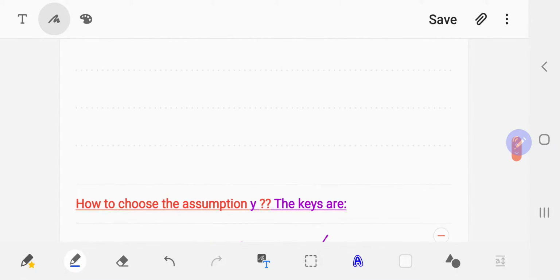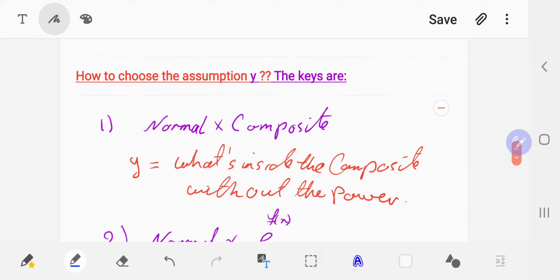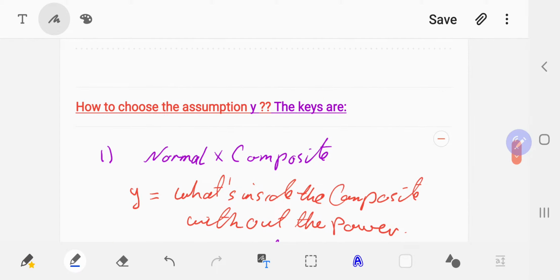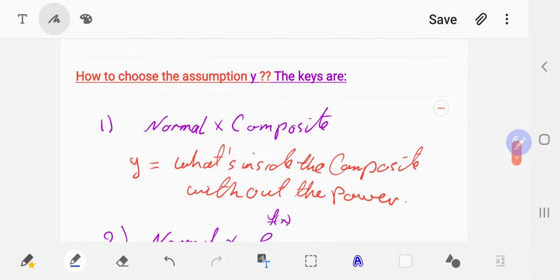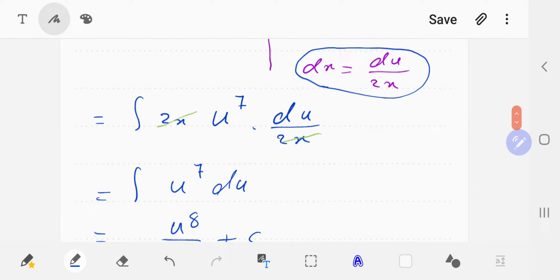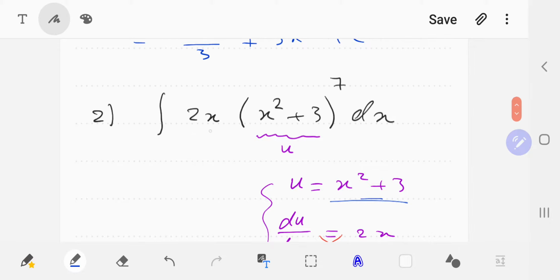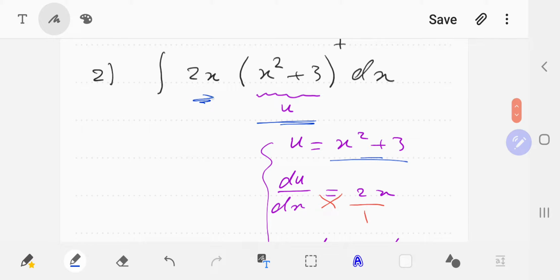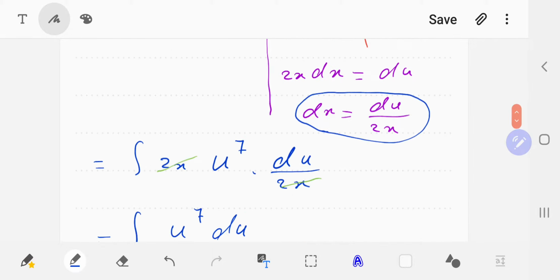Now, the big question is how to choose the assumption u. Okay? I'll try to give you keys for that. Just keys, keep that in mind. These are not rules, just a way to think about it. If we have normal times composite, like the example that we did here, what did I choose? I did choose what's inside. Now, why did I do that? Because when you derive what's inside, that has a possibility of giving you what's outside so you can simplify it.